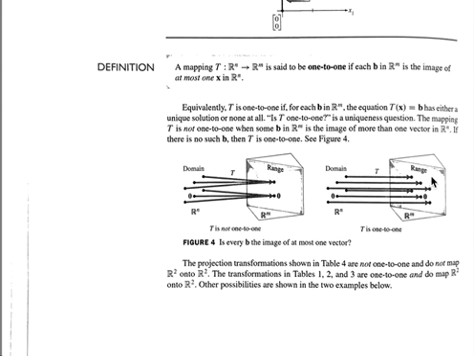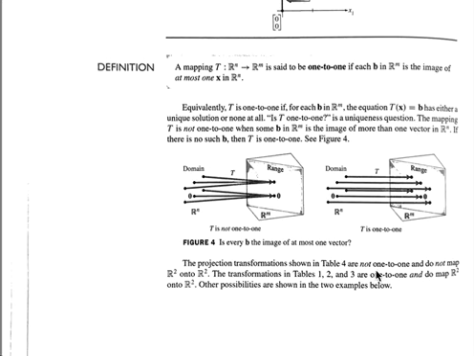But if you look here, this is a situation where every single element which appears in the range is hit by only one element in the domain. And that's why, coming back up here, equivalently, T is one-to-one if for each b in Rm, the equation Tx equals b has either a single solution or no solution. There are no right-hand sides, no y's or b's, that have multiple distinct x's satisfying this equation.